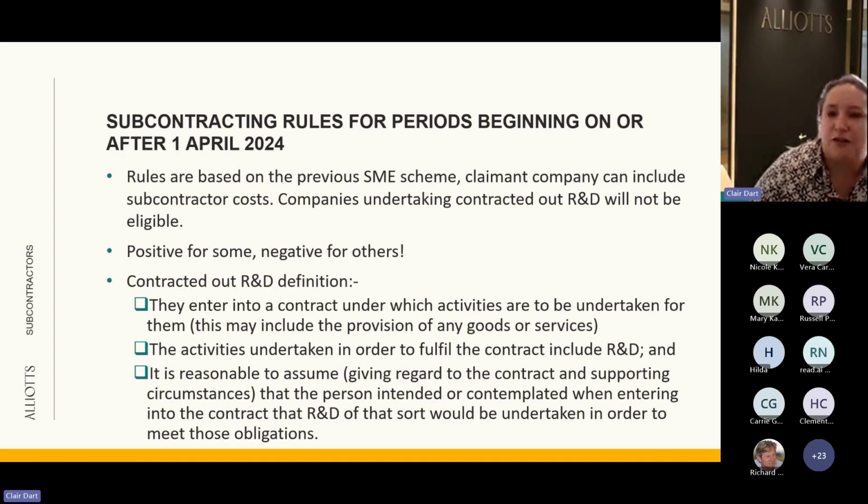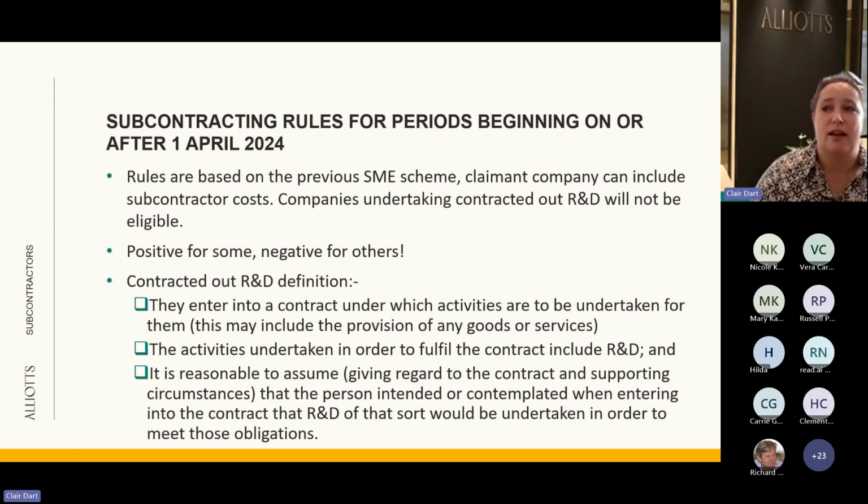In order to identify whether the costs are contracted out expenditure or not, that's primarily the factor. We need to decide whether they are within the definition that the revenue have given us. This is on your slides, which you're perfectly capable of reading, so I don't need to read it out. The key is that it has to have been intended or contemplated. This is the final point: the person intended or contemplated when entering into that contract that R&D of some sort would be undertaken.